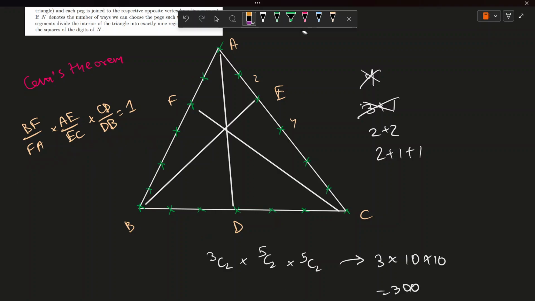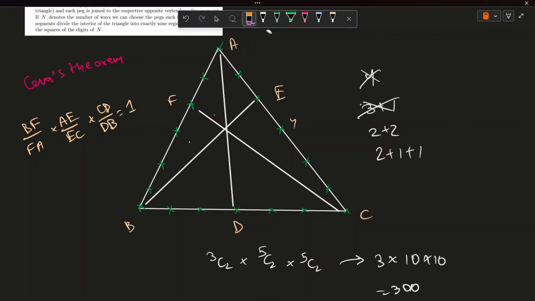So to count the number of concurrent triples of lines, to count the total number of cases, we calculate the total number of three concurrent lines, and then we draw one other line. So we take, suppose, AD, BE, and CF, and we take one other line anywhere. This would count up to a total of 1, 2, 3, 4, 5, 6, 7, 8, 9 regions. So this is what happens.